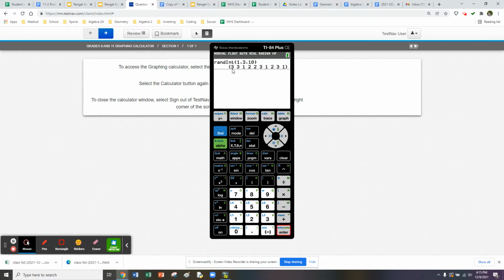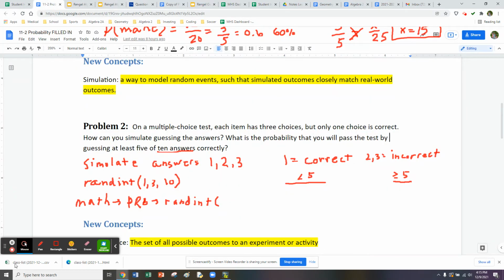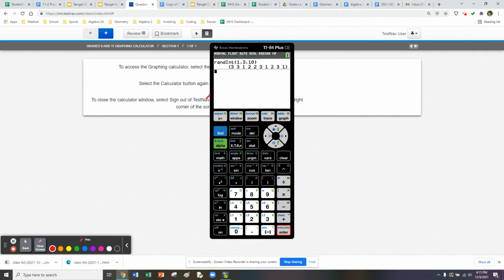So this would be us on a test guessing. This is wrong, wrong, correct, wrong, wrong, wrong, correct, wrong, wrong, correct. So this one we only got 3 correct. When we head back to our notes, we would mark that as a test that we did not pass. You can go to your calculator again and select another random.